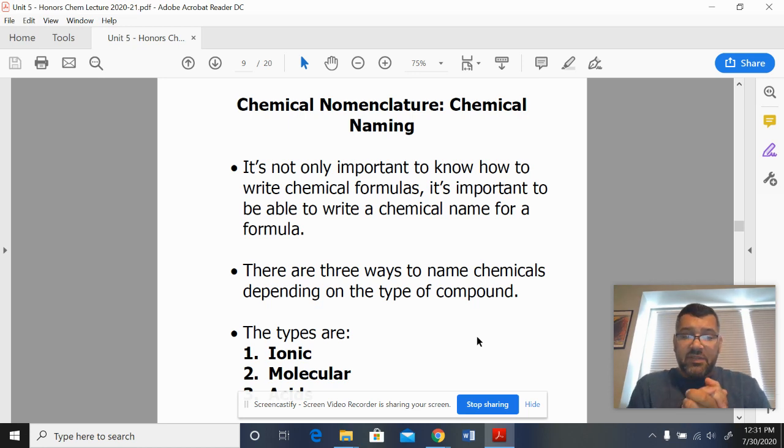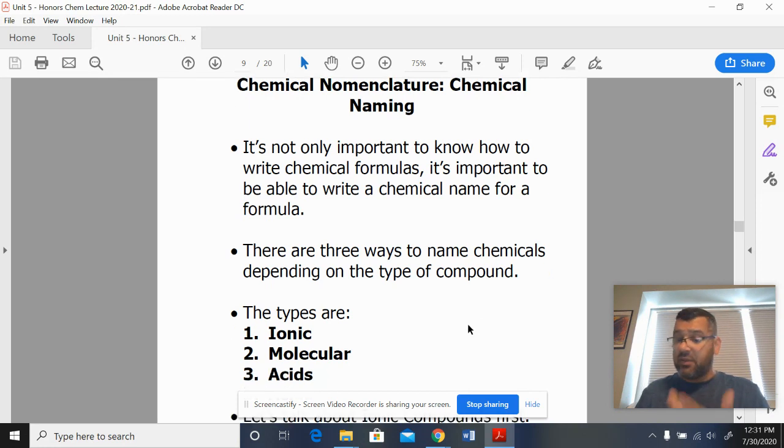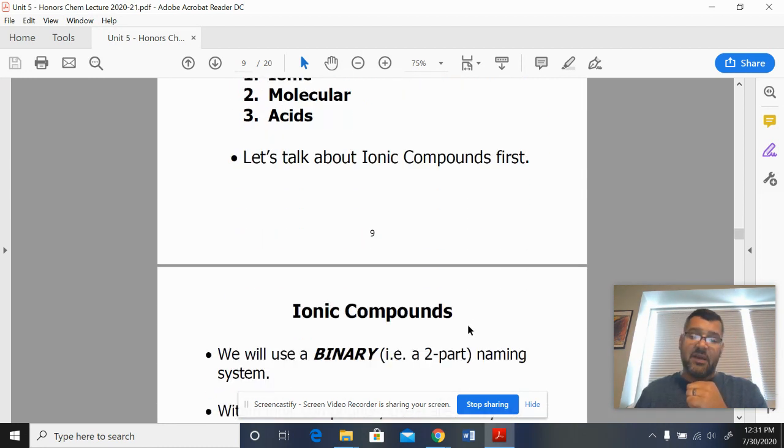Alrighty, so the next thing to do is to do sort of the reverse, where if you're given a formula, how you get a name out of it, how do you produce a name? Now, there's three kinds of ways that we can name compounds depending on the type: ionic, molecular, and acids. And we'll talk about each one, but let's do number one first, which is ionic.